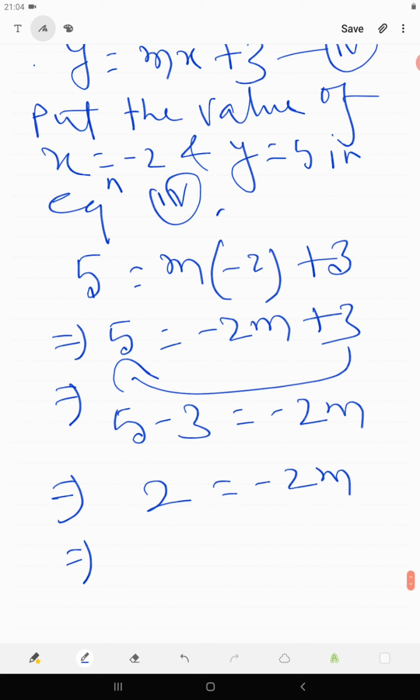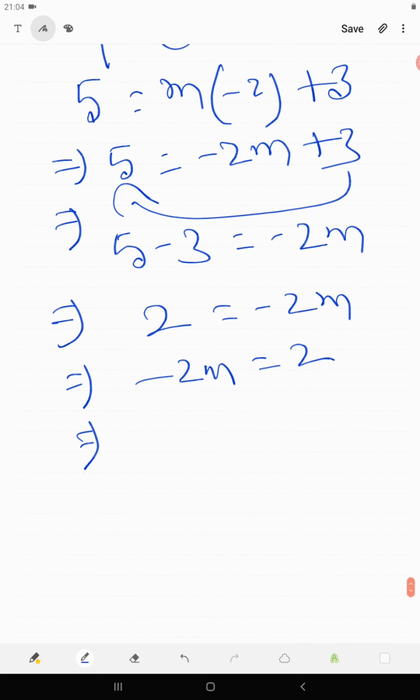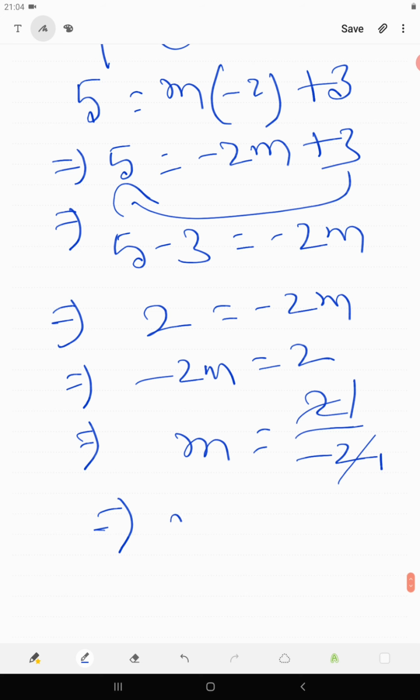So we can now shift also. If a equals b, then b equals a, right? So minus 2m equals 2. Then m equals, now minus 2 is multiplied with m, so it will become division. 2 2s are 1. Now 1 divided by minus 1 is minus 1. So m equals minus 1. So this is the answer. So we have got m equals minus 1.